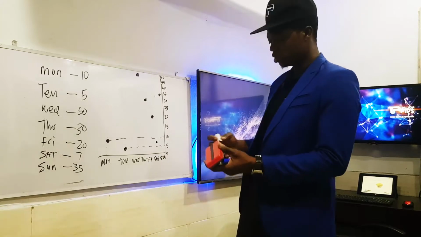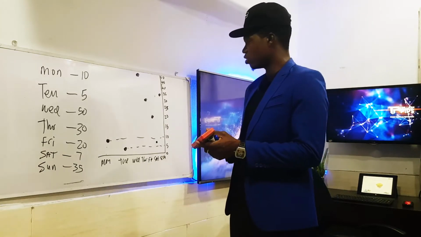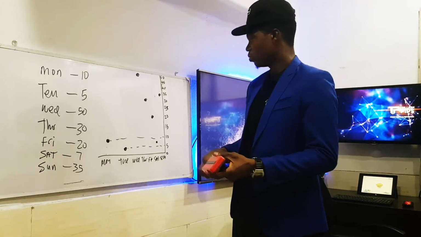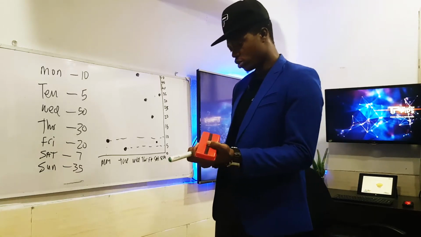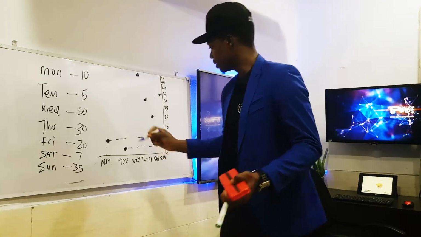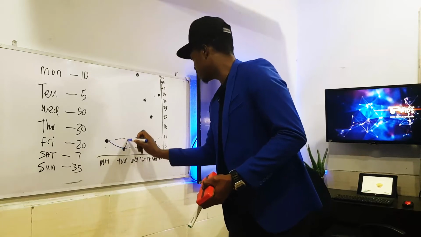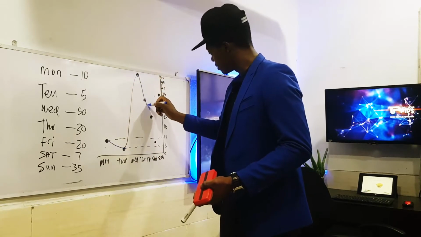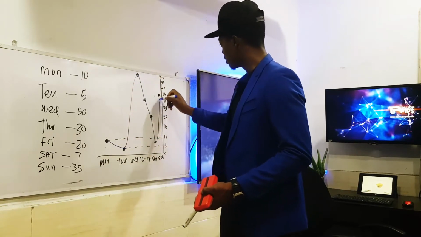Now, when you're done, what you just need to do is connect those dots with a line. So I'm going to connect those dots with a blue line. Connect it like this, down, and we have it like this.